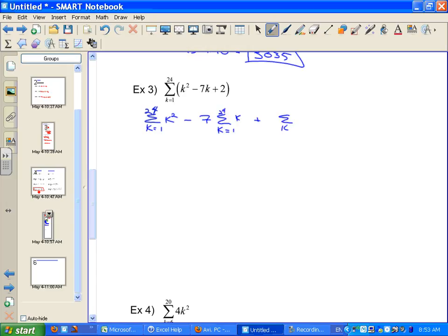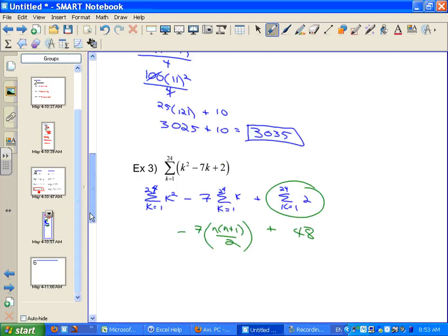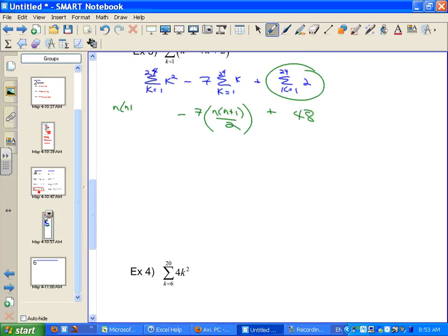Summation from 1 to 24 of 2. You're right, this is going to be 48. This one is going to be 7 times n plus 1 over 2 minus, this one's going to be, I forget that one, n times n plus 1 times 2n plus 1 over 6. Right? What am I plugging in for n in the first one?